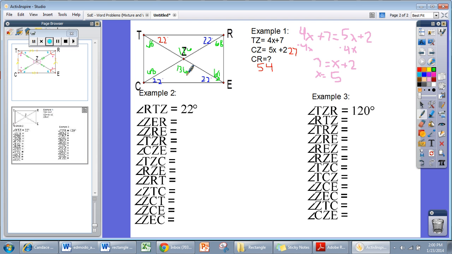So you have 2 options for how to find this piece right here. You could do 68 plus 68 and then subtract that from 180. And 68 plus 68, hey, we get 136. The other thing you can think about is we have a straight line right here, and straight lines are 180 degrees. So if I subtract 136 from 180, I get 44.